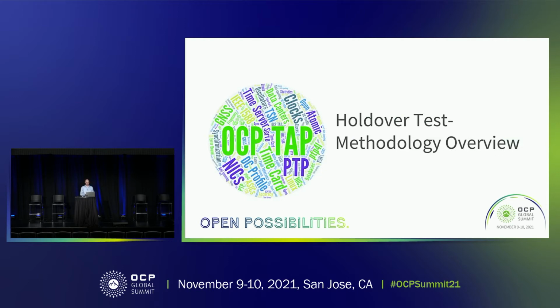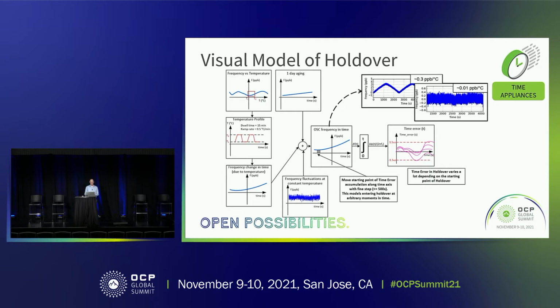So the holdover test methodology. This is a very high-level overview of the visual model of holdover. And this is illustrating the key contributions. There's really three key contributions. On the upper left, we have the frequency versus temperature plot, and we're zoomed in between temperatures T1 and T2. And let's assume our application is varying in temperature between T1 and T2. The frequency is going to change as a function of temperature, and that's natural for any oscillator. And the more money you pay for an oscillator, the less variation you're going to have, but there'll always be this noise contribution during holdover.